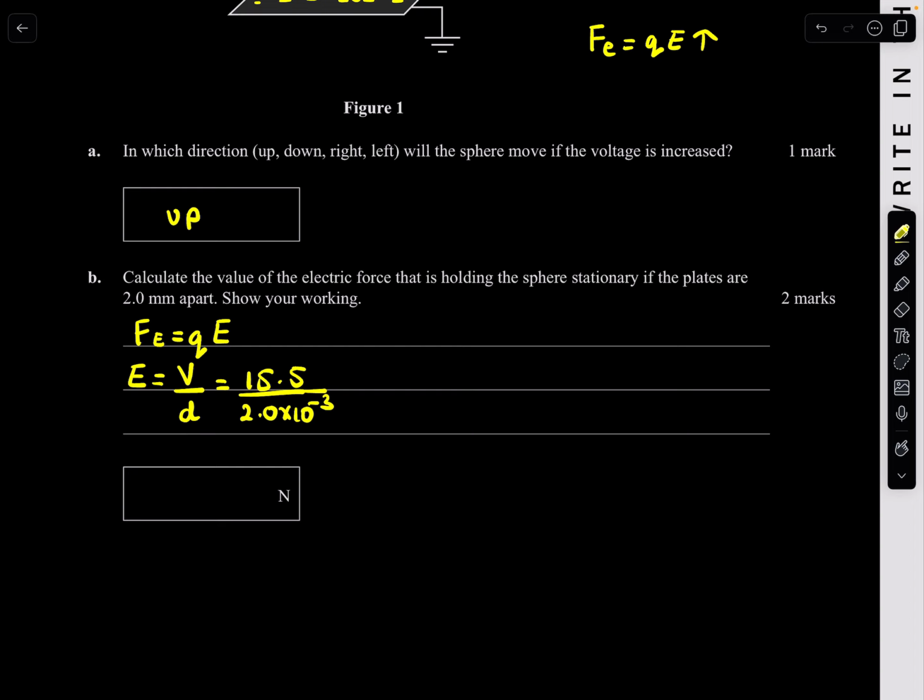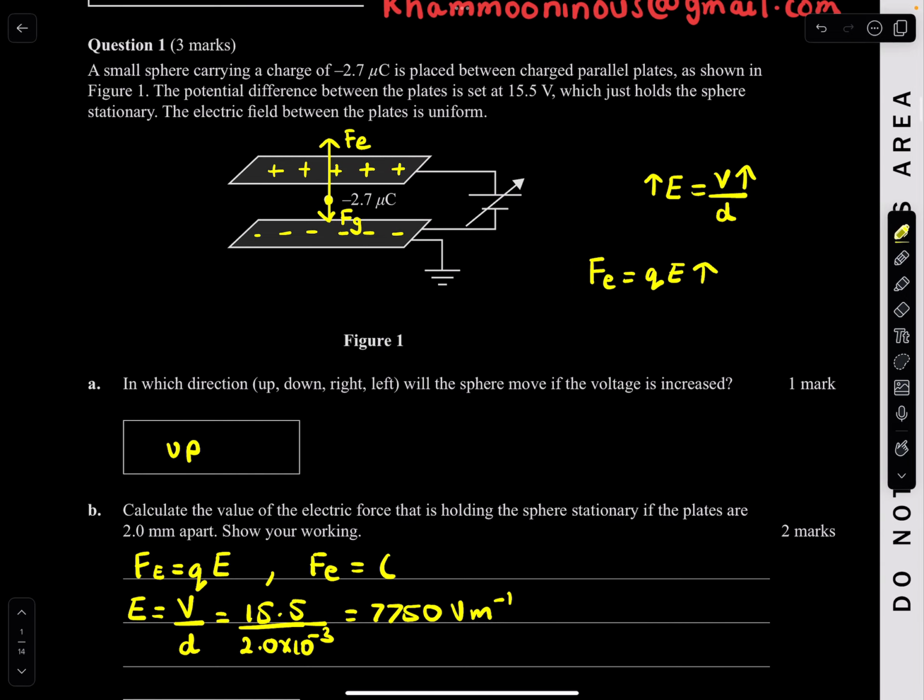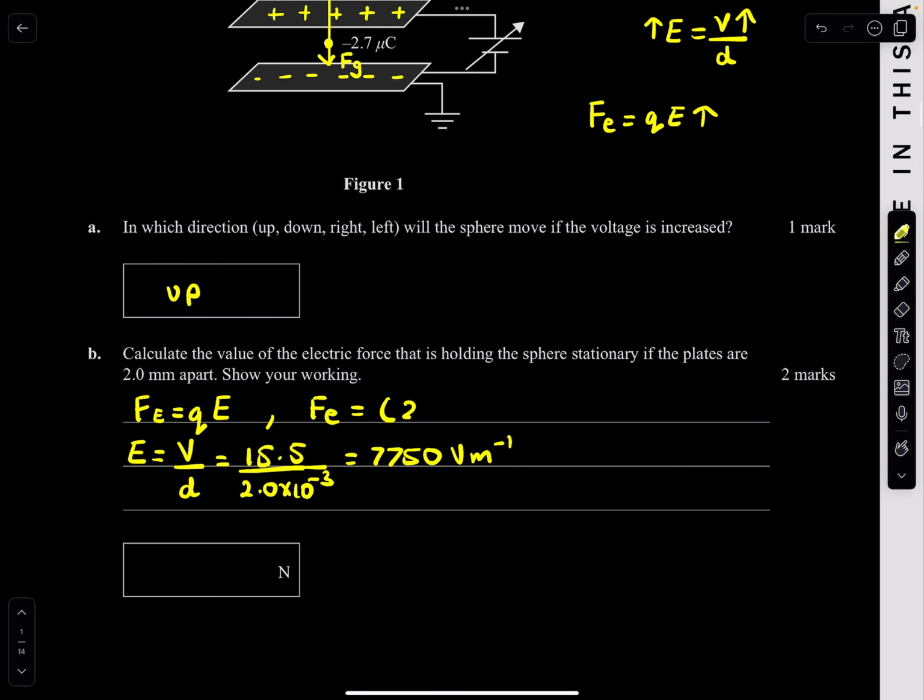So 15.5 divided by 2.0 times 10 to the negative 3 gives me an electrical field strength of 7750 volts per meter. Now we have our electrical field strength, all we have to do is multiply. So force electrical is just your charge, which we're given, 2.7 micro, which is times 10 to the negative 6, and your electrical field strength, which was 7750.